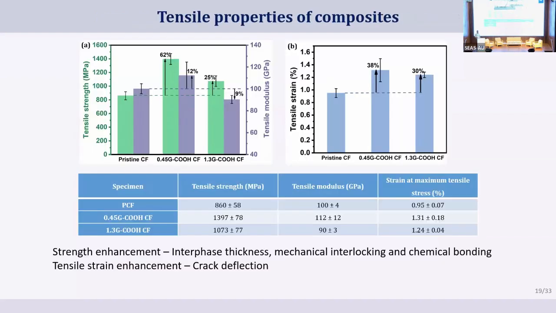So tensile properties show the 0.45% has the highest mechanical properties, such as a 62% increase in the tensile strength, and there is a 12% increase in the modulus. Whereas in the 1.38%, although the tensile strength increases, there is a decrease in the modulus. That may be due to the voids. So the increase in the tensile properties is due to the increase in the interfacial strength, mechanical interlocking and chemical bonding.